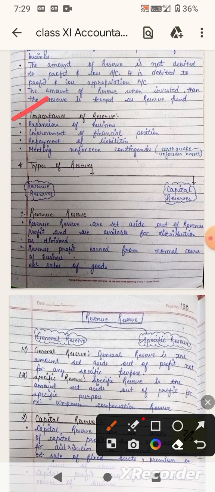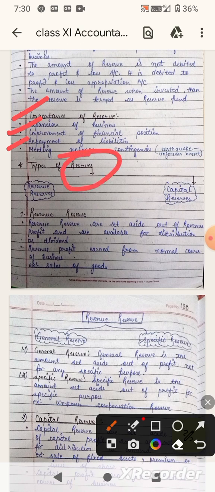Reserves can be used for expansion purposes, for the improvement of financial position by purchasing fixed assets, for the repayment of liabilities like meeting payments with creditors, and for meeting unforeseen contingencies like earthquake.